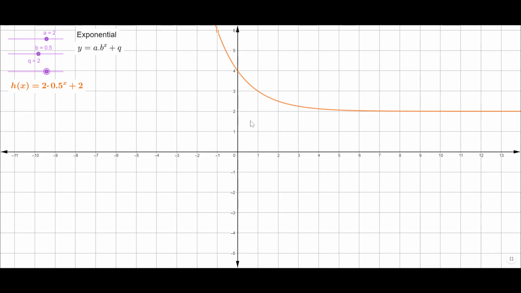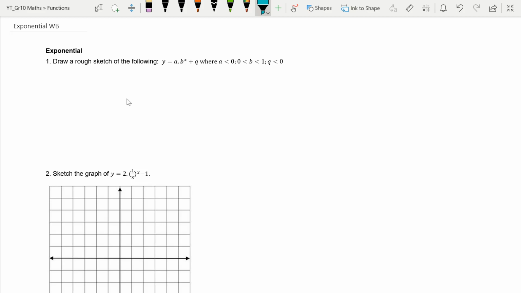All right. Now we need to apply all of our knowledge. Let's work through 4 different questions. It says that we need to draw a rough sketch of the following. Now, yes, they told us this is an exponential function, but we need to be able to identify that as an exponential graph. Our x is part of the exponent. Then it gives us that a is smaller than 0. So it means that a is going to be a negative value. That needs to mean something to you.